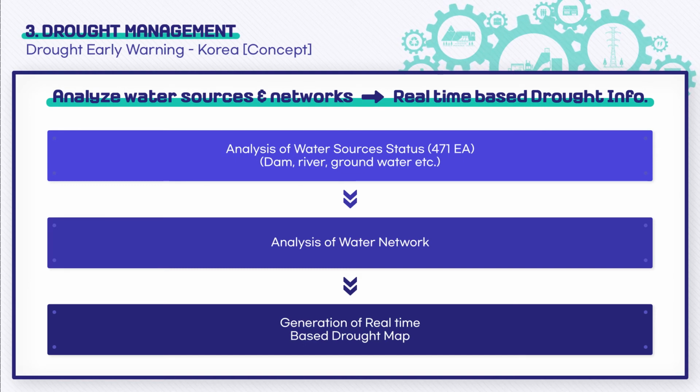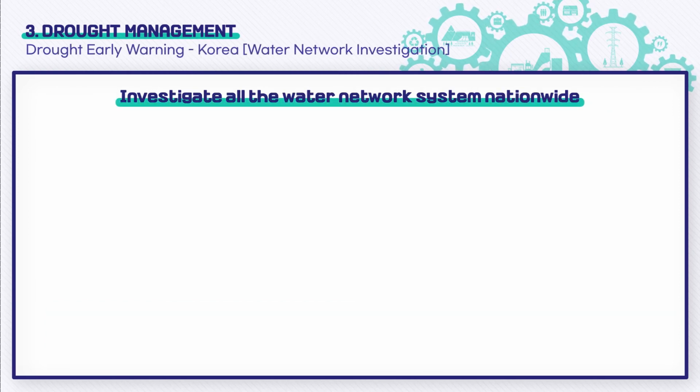Thus, this is a suitable method when there is a complex water supply network, and ICT technologies are developed to allow the measurement and obtainment of water source information in real time, such as in Korea. For such drought early warning, the path that water moves from the water source through the intake station, the filtration plant, and reservoir to reach the user must be researched in detail.